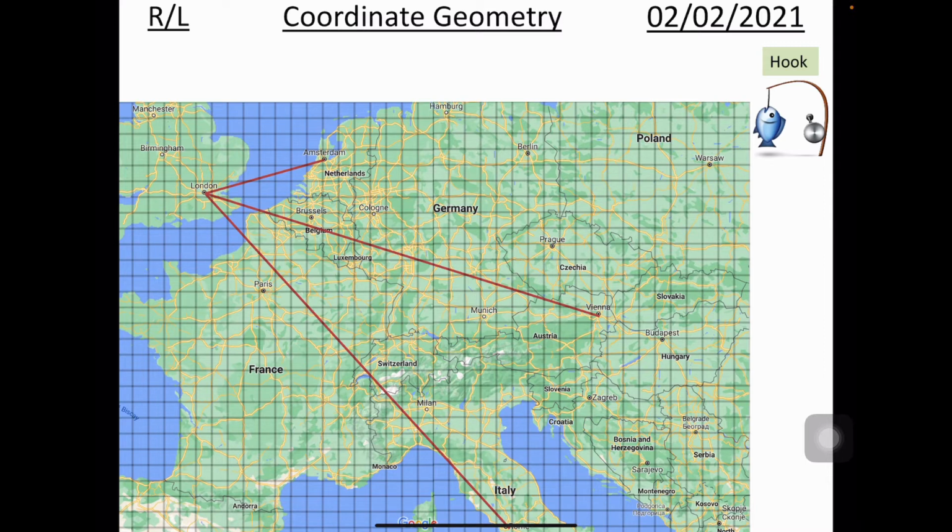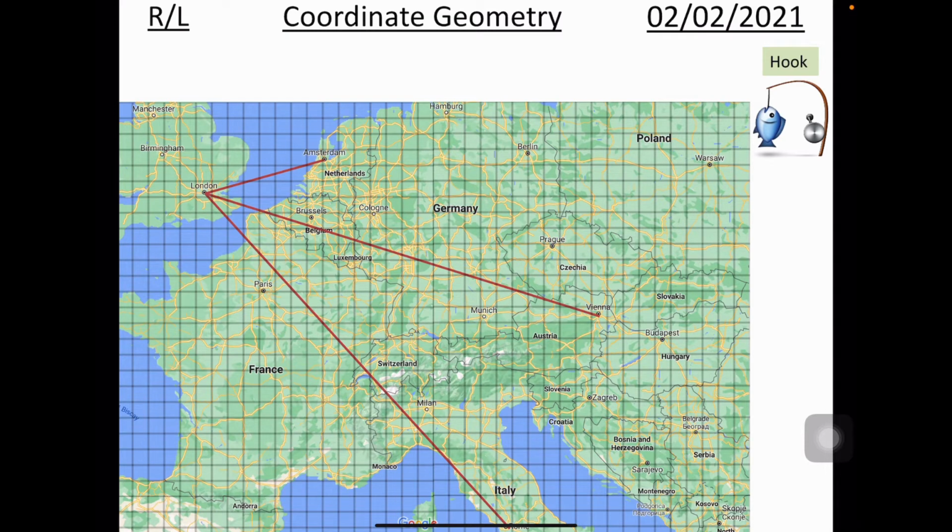Now, it's still not perfect, but the grid lines would allow you to draw right angle triangles, and by drawing right angle triangles, you can then use your knowledge of Pythagoras' theorem to at least work out the distance from London to these three cities. Of course, you will also need to use the scales on the map to do that.